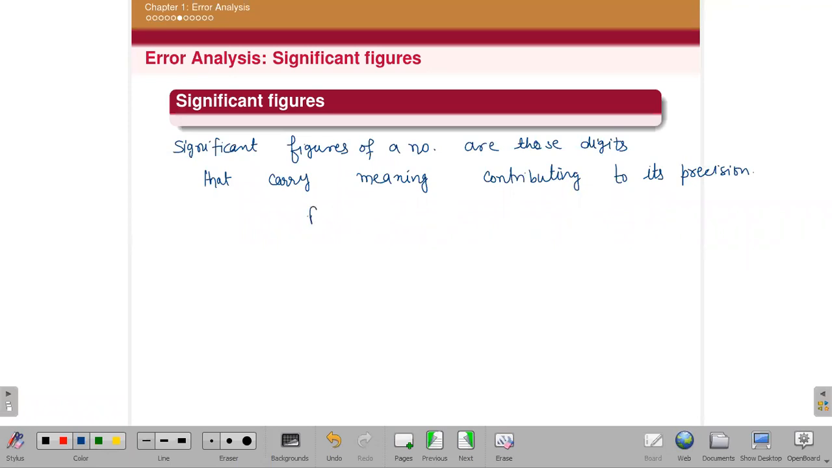So for example, suppose I'm taking 324. These are all significant digits. All the digits are carrying a meaningful contribution to this number. The 4 has its own importance, giving 4 units, the 2 gives 20 in the tens place, and the 3 is in the hundreds place. So all are significant digits in this number.